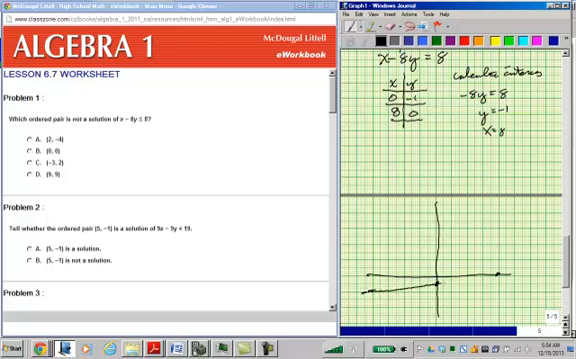I should use a ruler. I don't have a ruler handy for myself right now. Okay. So I got my solid line drawn. So there's the boundary line. That's going to be the boundary line between the two regions.